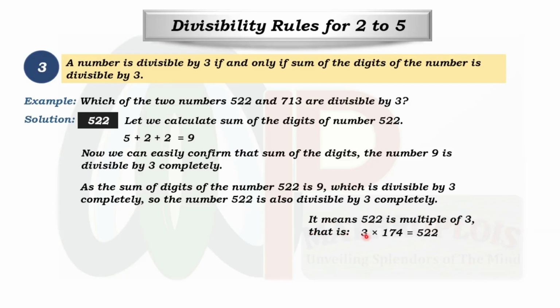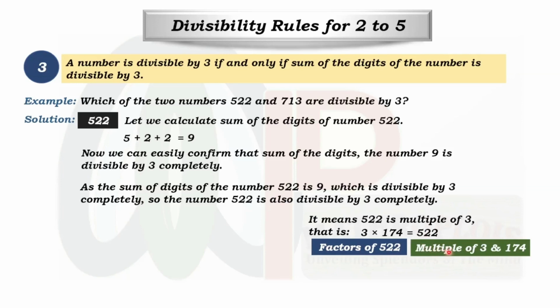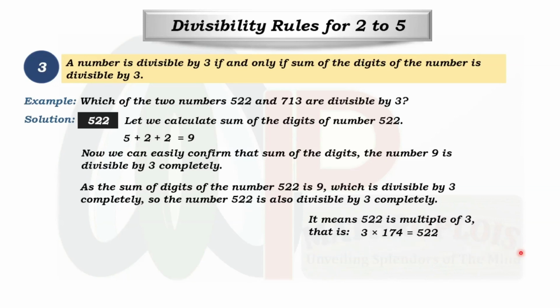That is, 3 multiplied by 174 is equal to 522. Here, 3 and 174 are factors of 522. And 522 is a multiple of 3 and 174. Next number is 713.